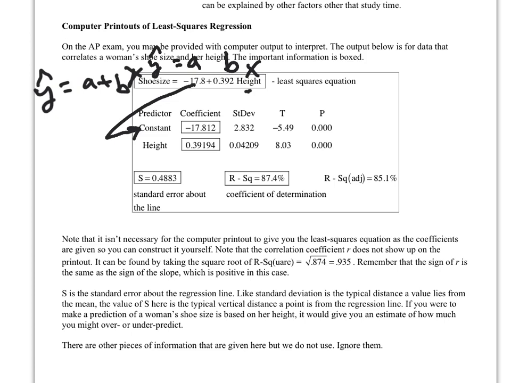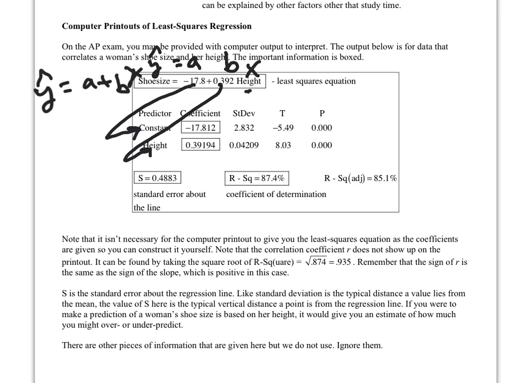And they don't always name the variable, but there's your coefficient that's next to the height. So you can see that you could actually find a and b right here from the table. You could find it if you needed to.